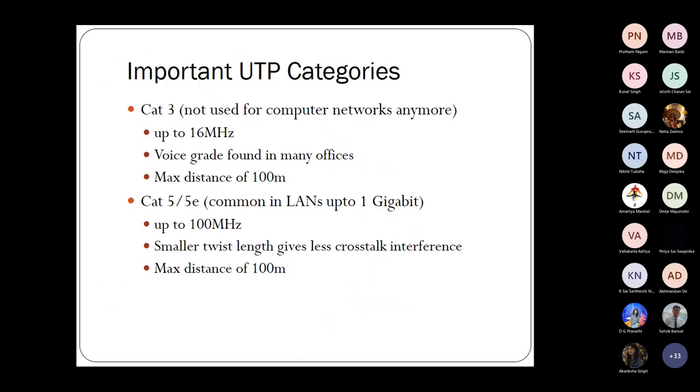And these things come from standards. There are organizations which make electrical standards for cabling, LAN cabling, different types of things, too many of them. So these are the terminologies you need to remember. Cat3 is no longer used for computer networks. Most of the older buildings will have Cat5. Older means semi-old buildings, 10 years, 20 years old, will have Cat5. Common in LANs up to 1 gigabit. So bandwidth up to 100 megahertz, smaller twist length, maximum distance 100 meters. So these are just numbers that you need to remember a little bit.